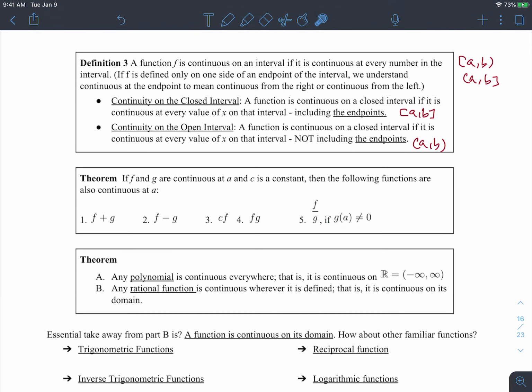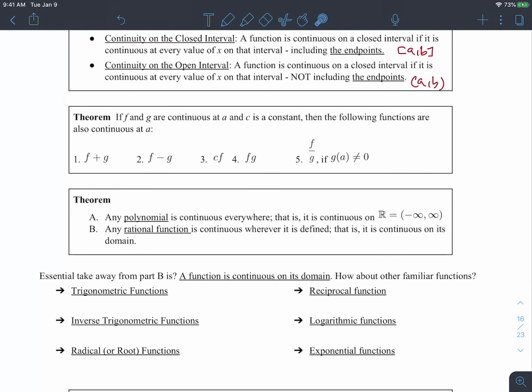Okay? And some reiteration of things that we suspected to be true, and I believe I mentioned it in the previous class, is that polynomials are continuous everywhere. That is, it is continuous on R. That's the real numbers. And you would write that like this if you're writing by hand, right? Just with the extra vertical line. And that is defined to be negative infinity to infinity. I included the interval notation. And any rational function is continuous wherever it is defined. That's a key word, wherever it is defined. So its implication is that whenever it is not defined, it is not continuous.